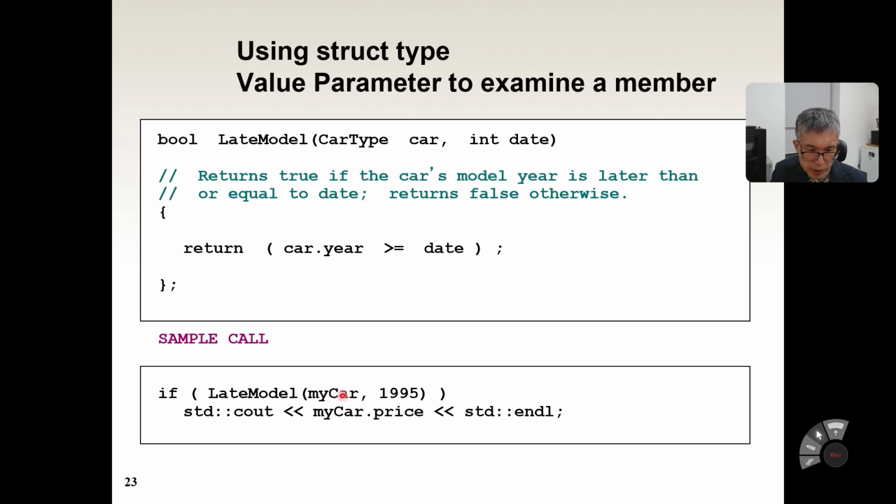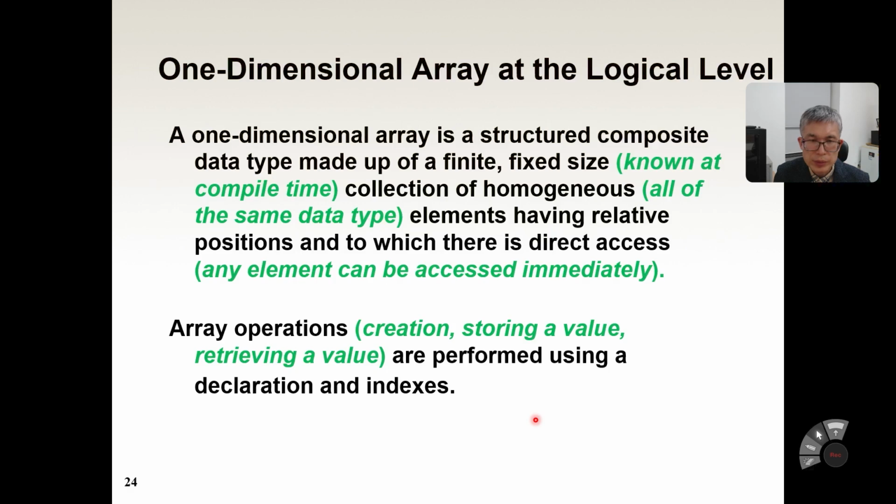So my car, if late model, this boolean function, my car 1995, and if this is true, okay, my car value is printed using the standard IO stream. Okay, and then the line is printed out.